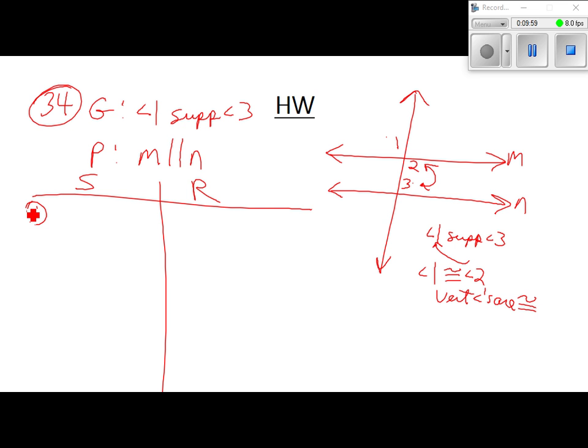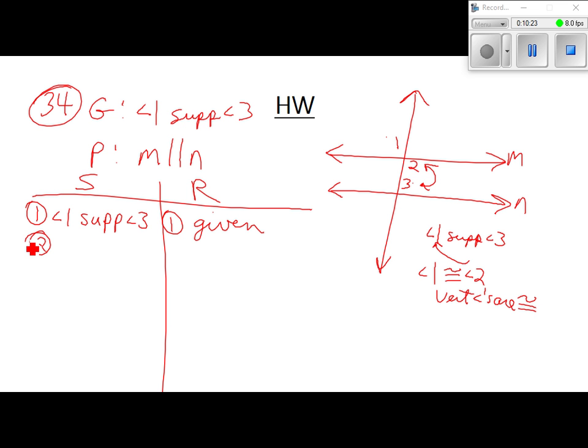Statements, reasons. What's our first statement going to be? Angle 1 supplementary to angle 3. How do we know that? Better pay attention. Now that was all the given information. Where do we go next?